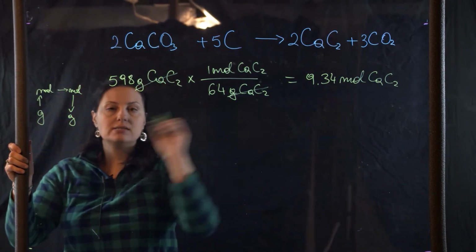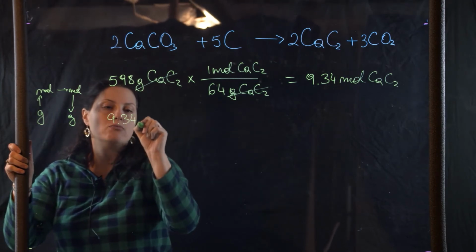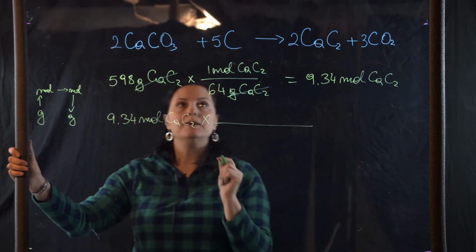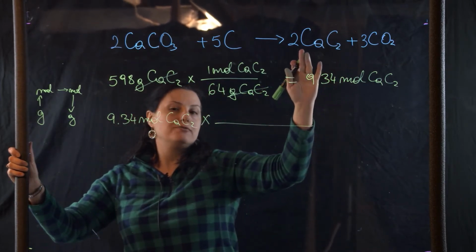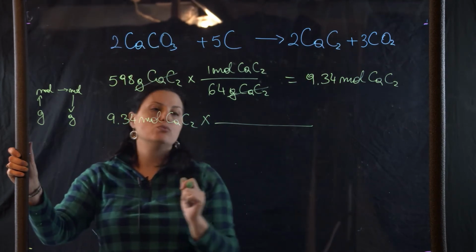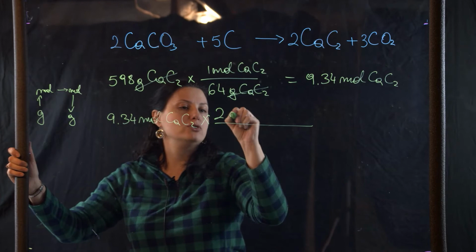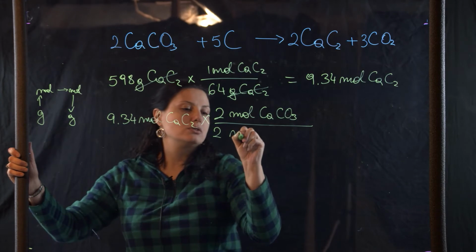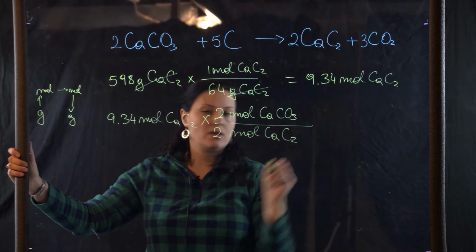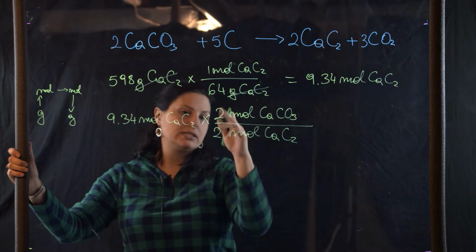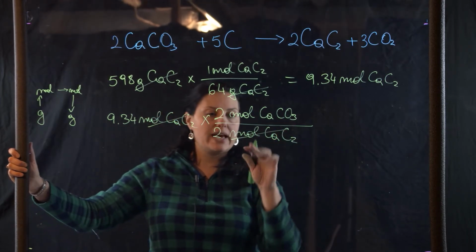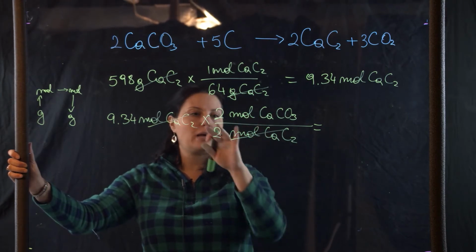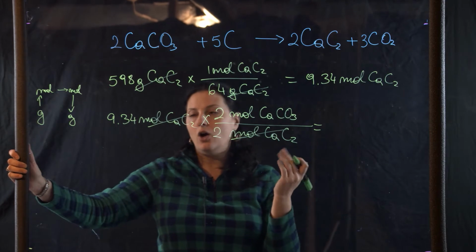Once again, start with this, 9.34 moles of calcium carbide multiplied by, okay, I know that for every 2 moles of this, I use 2 moles of that. So it's a 1-to-1 ratio, but we'll do it anyway. 2 moles of calcium carbonate for every 2 moles of calcium carbide. Now, 2-to-2 ratio is the same as a 1-to-1 ratio, but my moles of calcium carbide will cancel out. It's just good practice for you to get used to these types of problems, to write it out even if it is a 1-to-1 ratio.